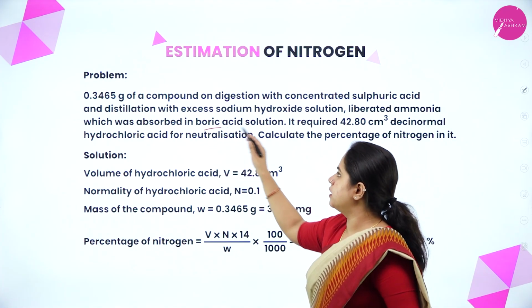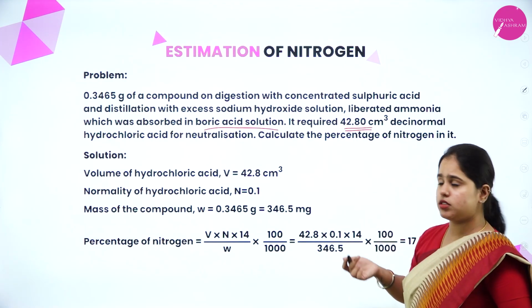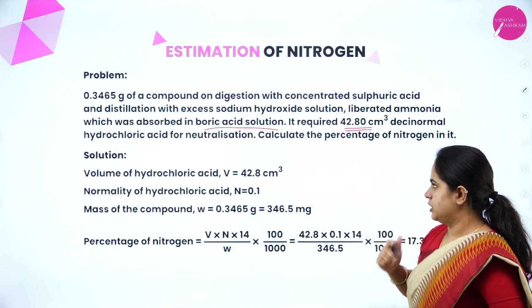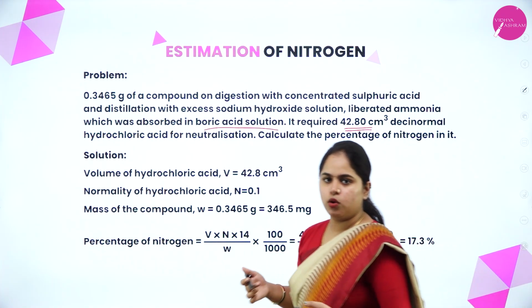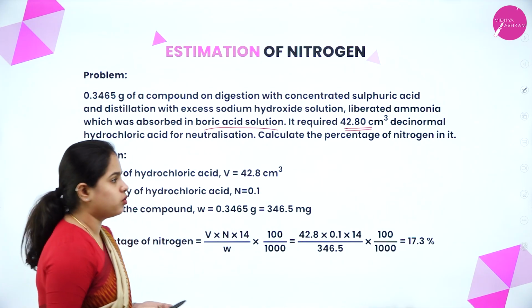So our standard acid here is boric acid solution. It required 42.80 cm³ of decinormal hydrochloric acid for neutralization. Calculate the percentage of nitrogen. So let's see the volume of the hydrochloric acid. How much volume was required?